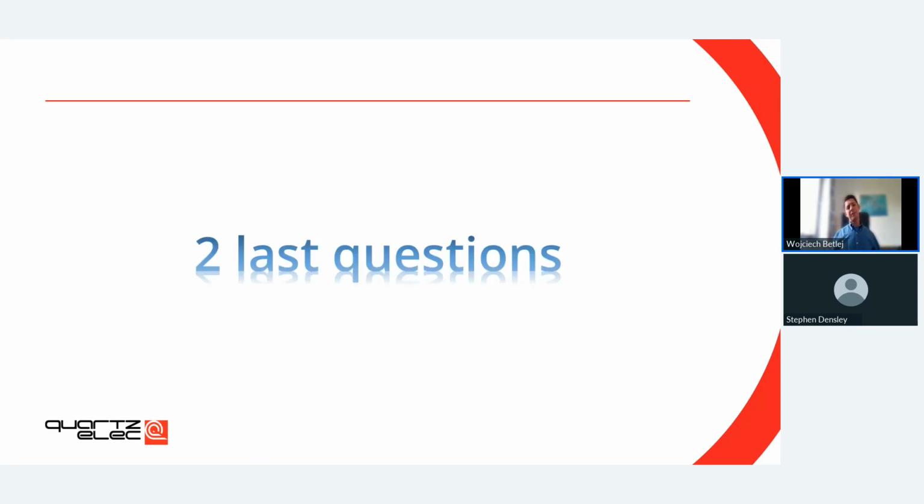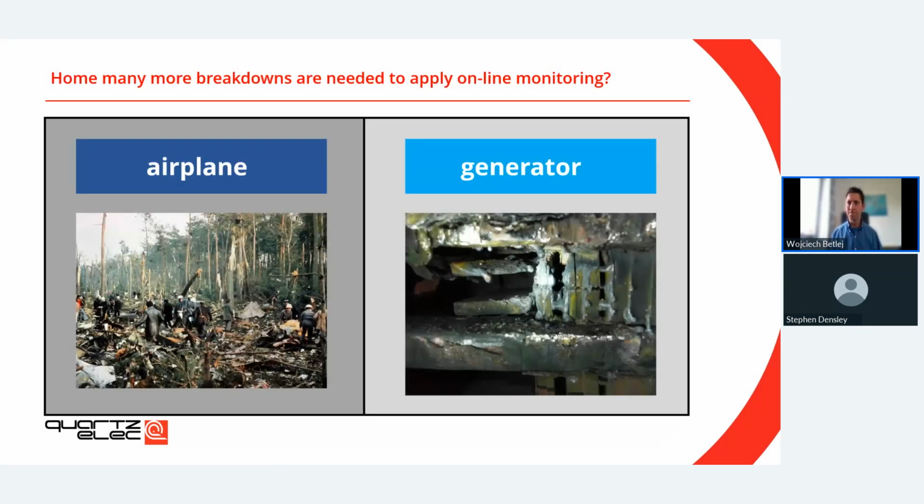And I want to finish this meeting with 2 questions. So question number 1, how many more breakdowns are needed to apply online monitoring? So we discussed that example at the beginning. So on commercial planes, the answer is obvious these days, 0. There's no breakdowns. You cannot have a breakdown on the plane.